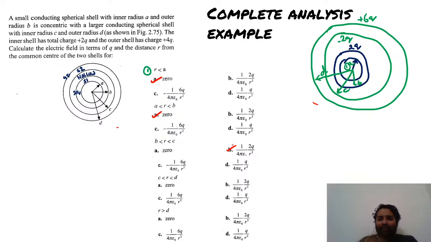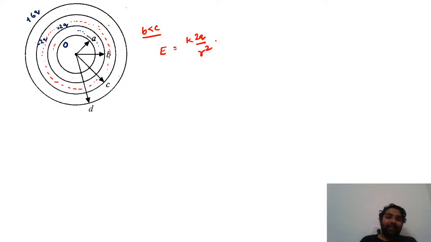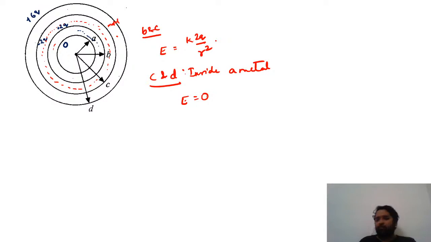And what about C to D? Again it is inside a metal. This is inside a metal, no? So here again, between C and D, this is inside a metal surface. The moment it is inside a metal, you can directly write the answer will again be equal to 0.